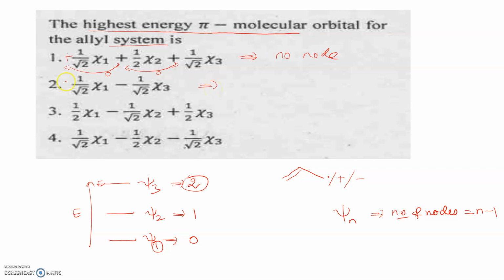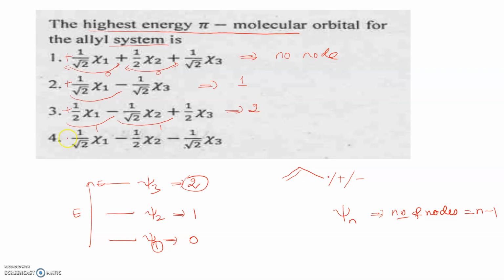Now I'll go to option B. In option B, you see here I have plus, here I have minus. So when you move from this part to this part, the sign is changing. When the sign changes, it indicates there is one node in the wave function. And see the third option, plus becomes minus, here we have one node. Then minus becomes plus, we have another node. Sign changing, right? So this wave function has two nodes.